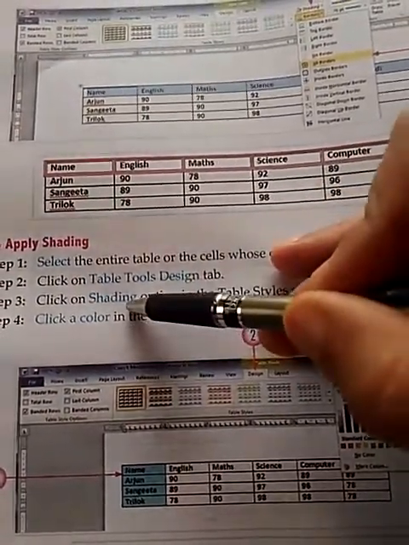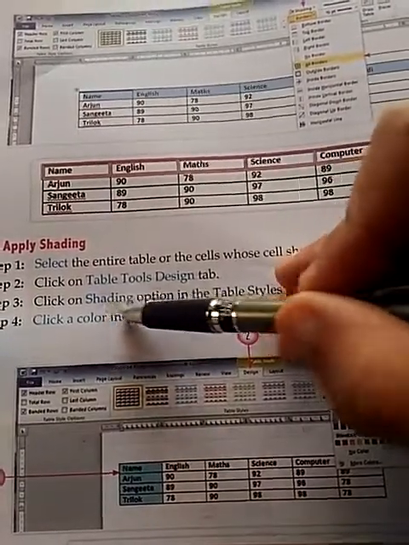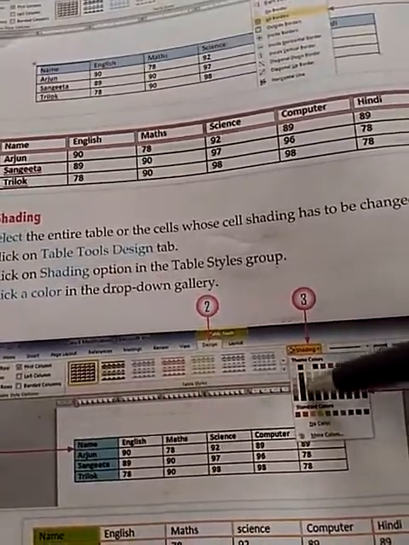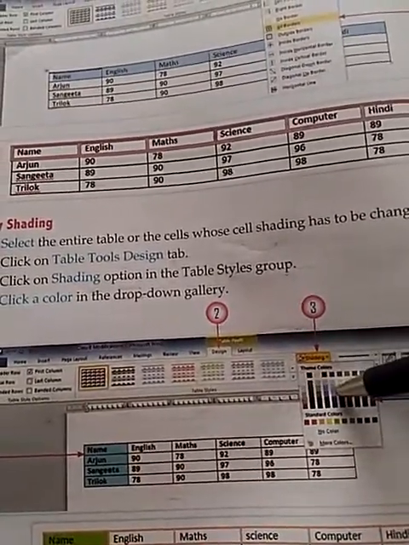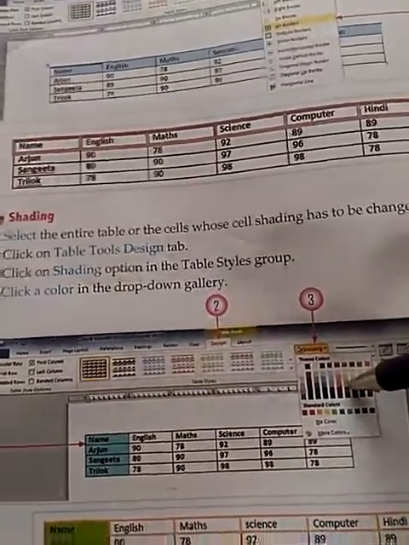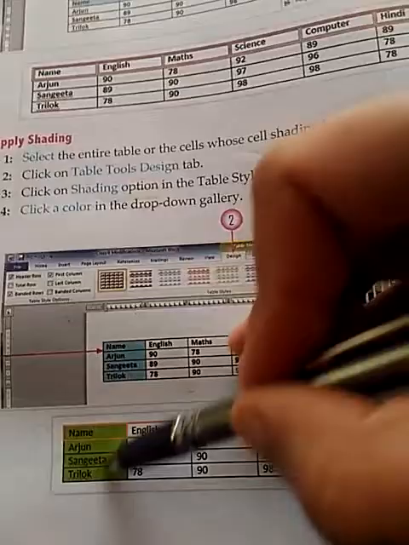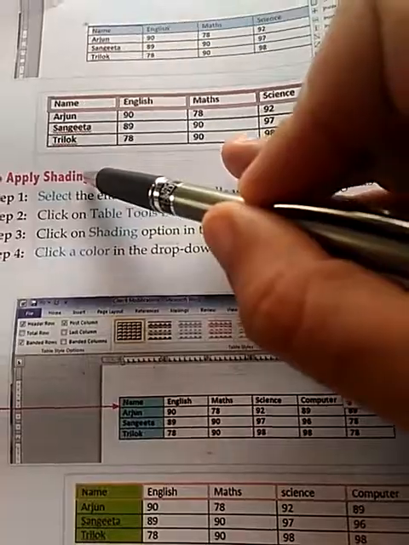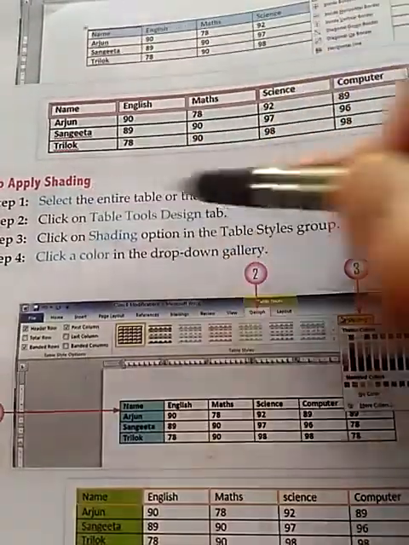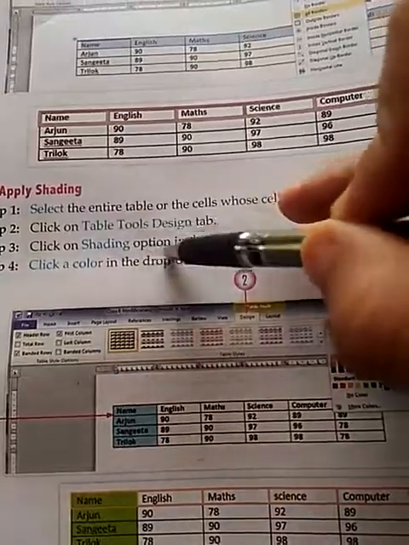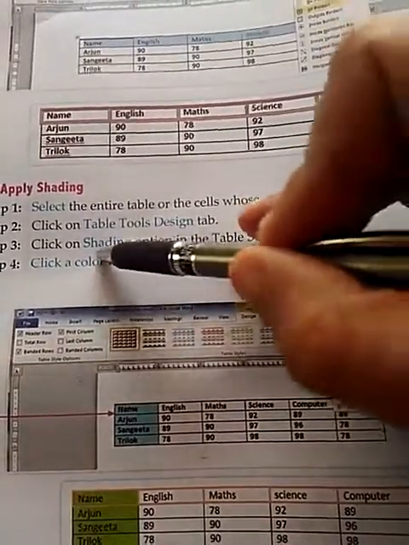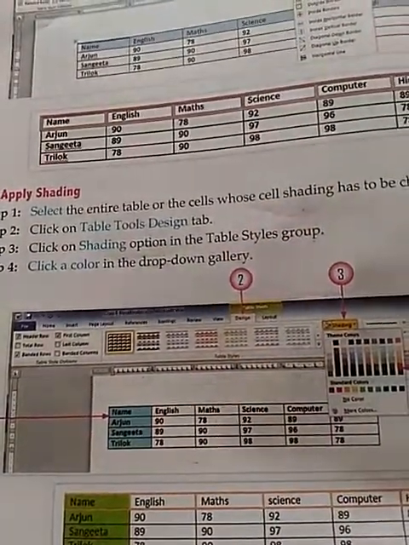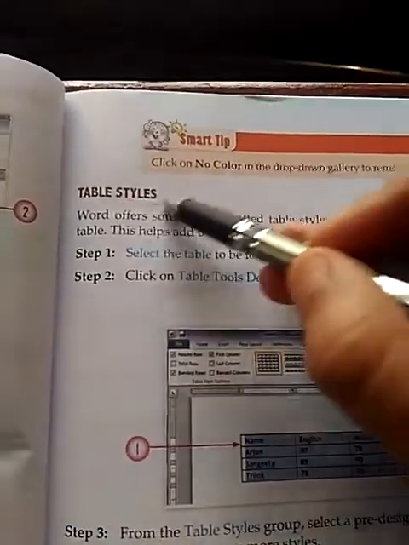In the Design tab, there you will find the option Shading. Choose this option Shading. You will find different types of color and themes over here. Select any color of your choice which you want to apply. As soon as you click on that color, the color will be applied on the selected cell of the table. In this way you can apply the shading. So remember that the shading option is available under the Design tab, and with this shading option you can change the color of selected cells or row.